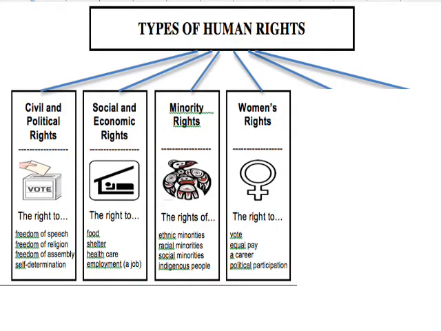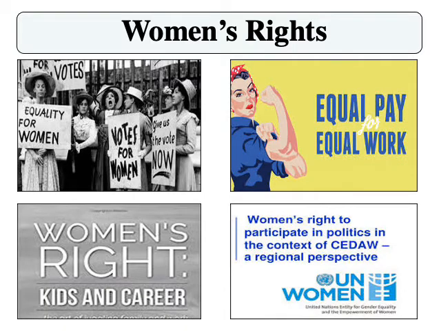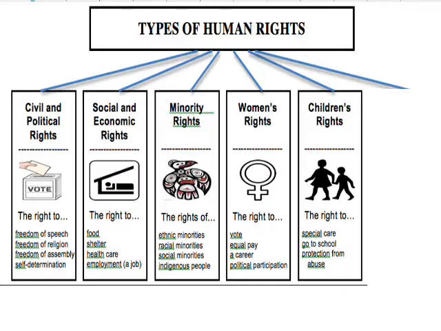Number 4 is the category of women's rights. The right for women to vote, equal pay for equal work, a career, participate in politics. Again, this is a major issue ongoing around the world, women struggling for equality. And this area of human rights we'll talk about a bit later.